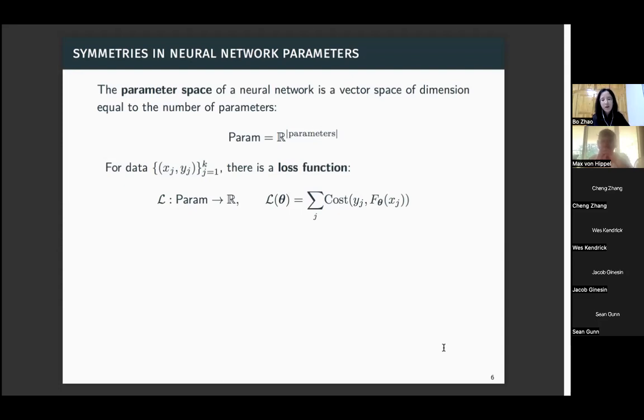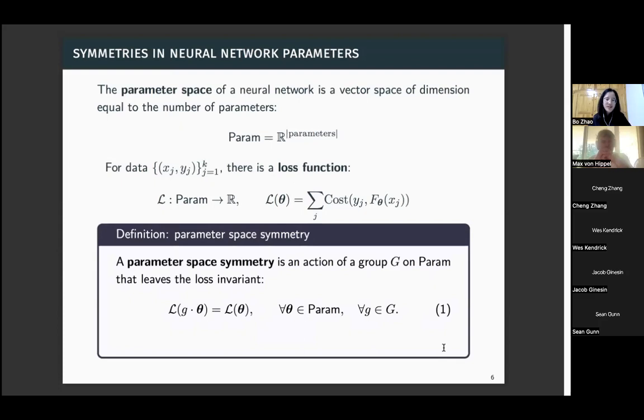And then we also need a cost function, which roughly measures how close or how far the predicted label is to the actual label y. And the loss function is the sum of all the costs for all the data points. And the objective is usually to minimize the loss. So that's the objective of neural network training.